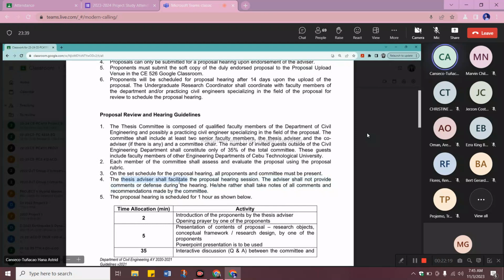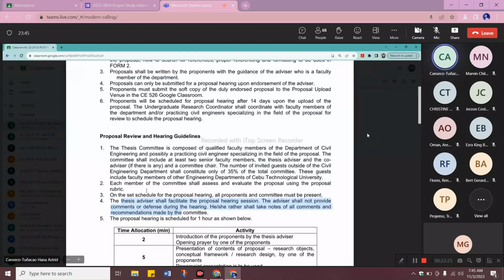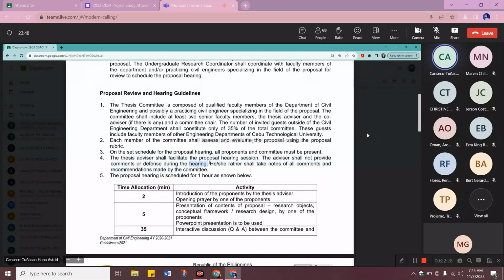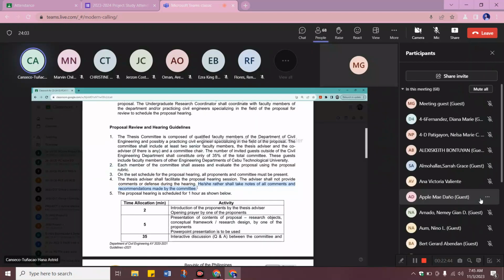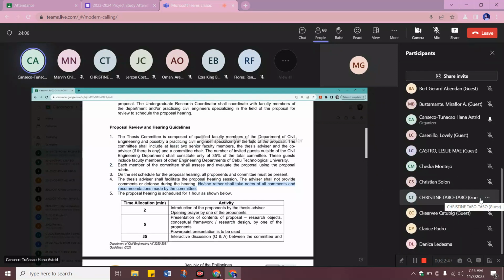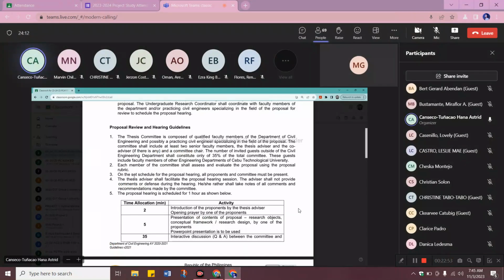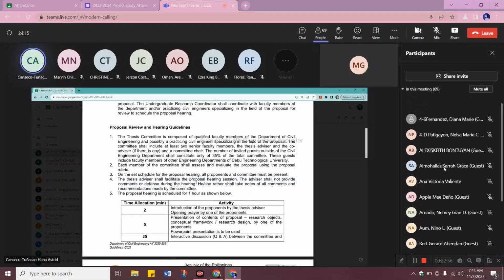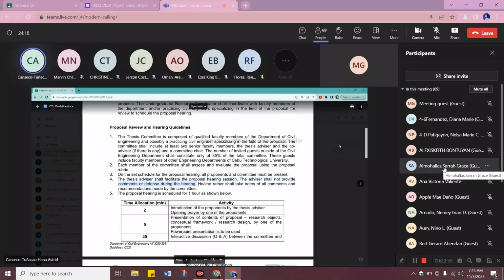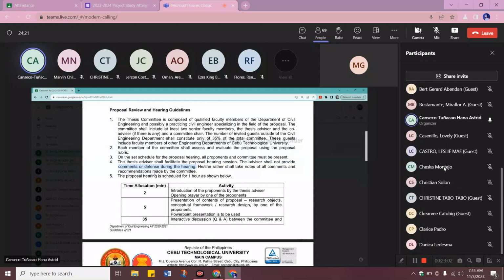The thesis advisor shall facilitate the proposal hearing session. The advisor shall not provide comments or defense during the hearing, and he or she shall rather take note of all the comments and recommendations made by the committee, because the advisor is the one who will discuss with the students right after the proposal hearing, or at a scheduled time, what things to work on in your research work, no? Obviously, the advisor does not give comments and defense during the hearing because you as the proponents are the ones being graded during the defense. I hope that's clear.